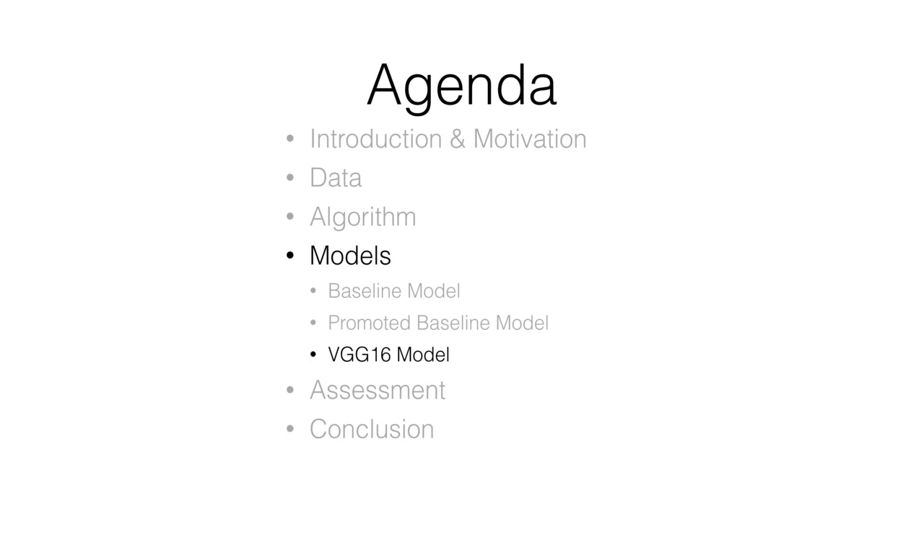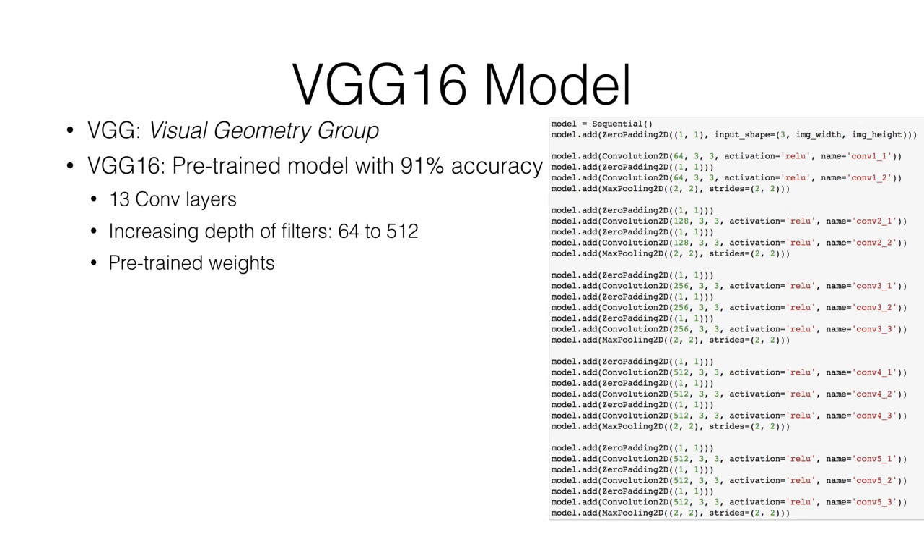Next is the VGG16 model. The term VGG usually refers to a deep convolutional network for object recognition developed. VGG16 has already learned features that are relevant to our cats versus dogs classification problem. The VGG model we use has 13 conv layers, and we also increase the depth of filters from 64 to 512. With the pre-trained weights of VGG16, we achieved an accuracy of 91%.